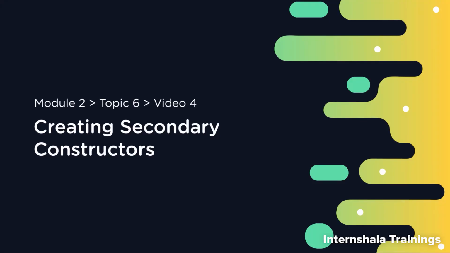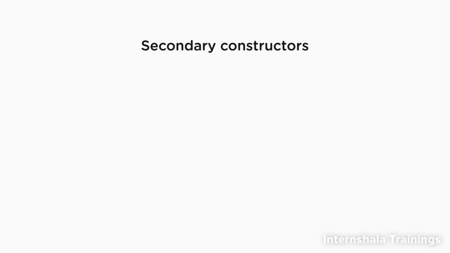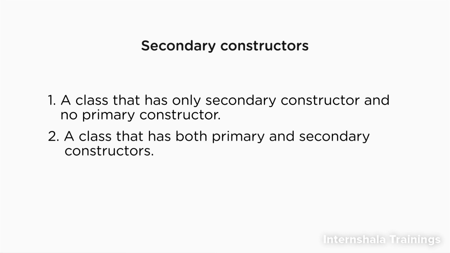So we have looked at the primary constructors till now. Now let us look at secondary constructors. We will look at them in two steps. First, we will look at a class that has only secondary constructor and no primary constructor. And second, we will see a class where both primary and secondary constructors exist together. Let's look at this part first.